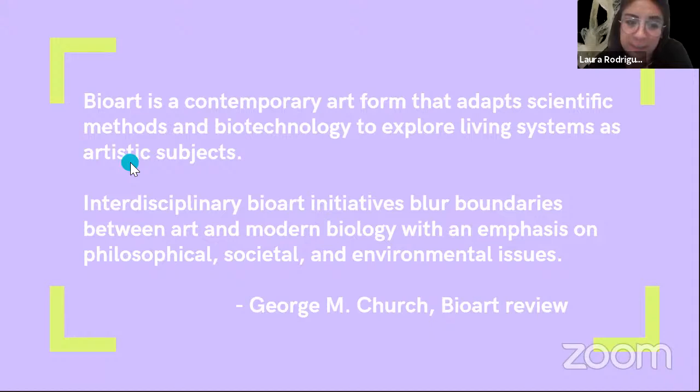It has some agency. And the topics that it can address, I think, are not only the ones mentioned here, like philosophical, societal, or environmental issues, but any other topic that you would like to address with an artistic approach. But what is important is that it is trying to erase or blur the boundaries between art and modern synthetic biology.